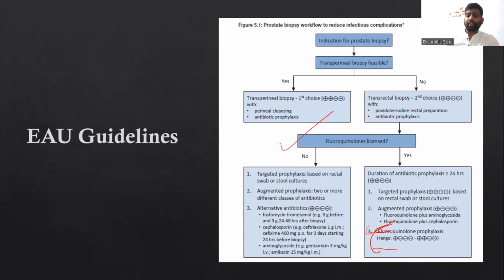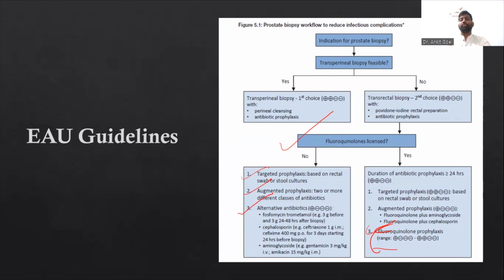If the patient lives in a country where there is fluoroquinolone resistance or fluoroquinolone is not allowed or prohibited, in those countries, as we discussed, these are the following options: targeted prophylaxis, augmented prophylaxis, and alternative antibiotics. Having understood this antibiotic prophylaxis, we have to know that all this discussion is about the complications.